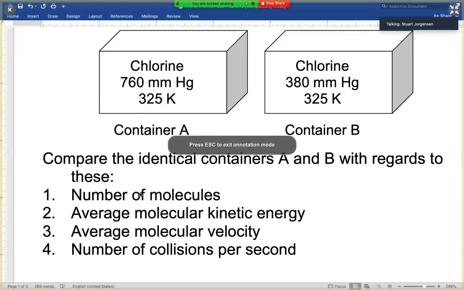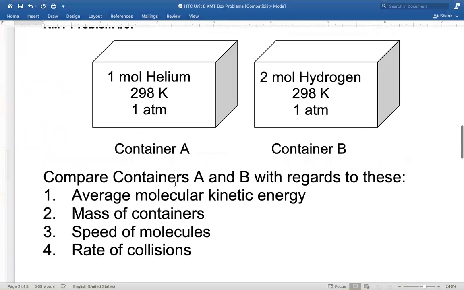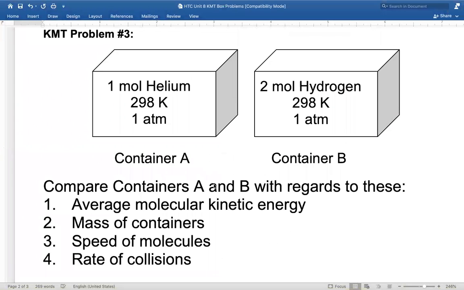Let's look at another one, give you an example that you can try, and then we'll work through it. So here's the third one for you to think about. Go ahead, pause it. Try 1 through 4. If they're the same, great. If they're different, which one is greater?